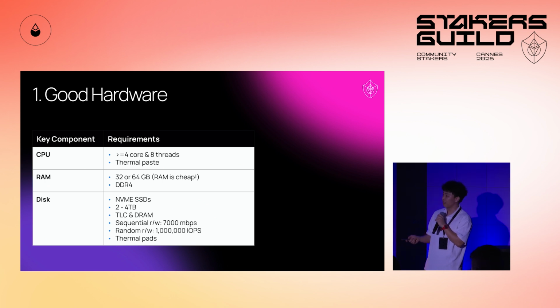For disk, you definitely need an NVMe SSD. You want at least 2 TB, but ideally 4 terabytes. You want to look for something called TLC and DRAM, which basically speeds up the SSD processing speed. These metrics are taken from the recommendations of the EIP. Sequential read and write, you need 7,000 MB/s. Random read and write, 1 million IOPS. So IOPS and MB/s are different measures, different metrics, so just take note of that.